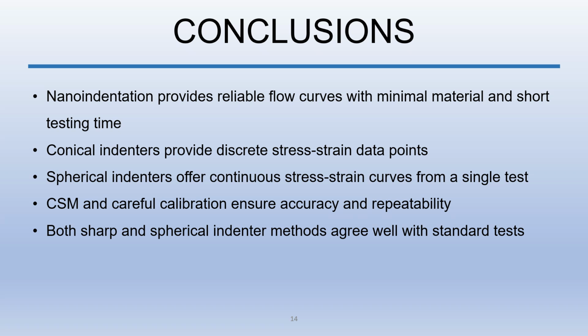Using different types of indenters allows us to tailor the data obtained. Conical indenters give discrete stress-strain points, while spherical indenters allow for the extraction of a continuous stress-strain curve from a single test. Importantly, the use of continuous stiffness measurement combined with careful calibration ensures both accuracy and repeatability across measurements. Finally, the results from both sharp and spherical indenters align well with those from standard mechanical tests, which confirms the reliability of this approach. Overall, we can conclude that nanoindentation offers a powerful method for evaluation of stress-strain curves.